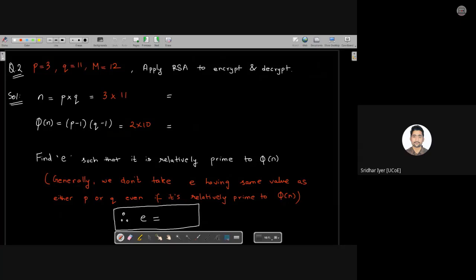Three things are given. You are given the values P, Q, and M. Now, what is M? Yes, come on, give me your answers. Be interactive as much as possible. I don't like boring lectures. Just keep it alive. What could be the value of M? Plain text, yeah, fine. So M is nothing but the message or the plain text.